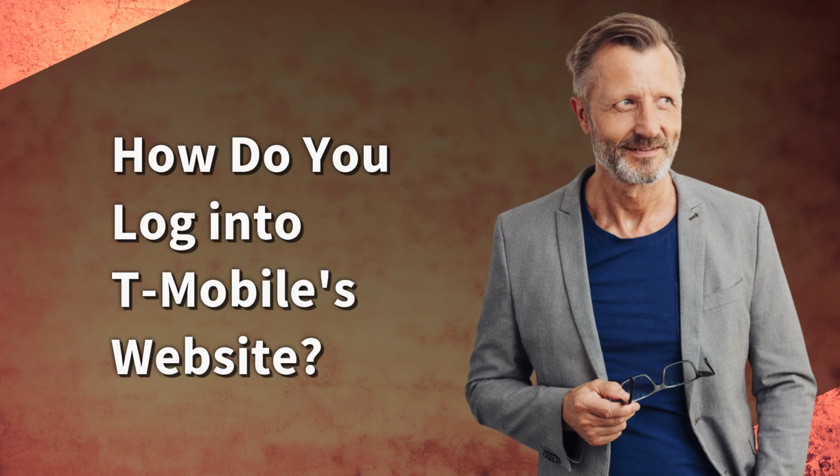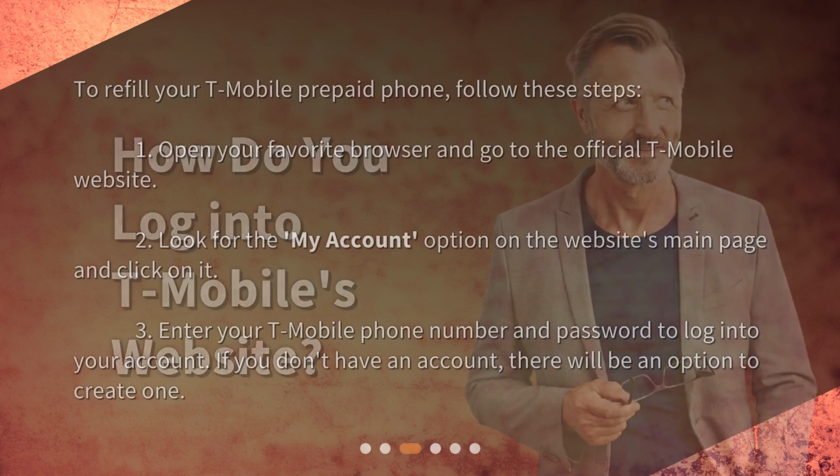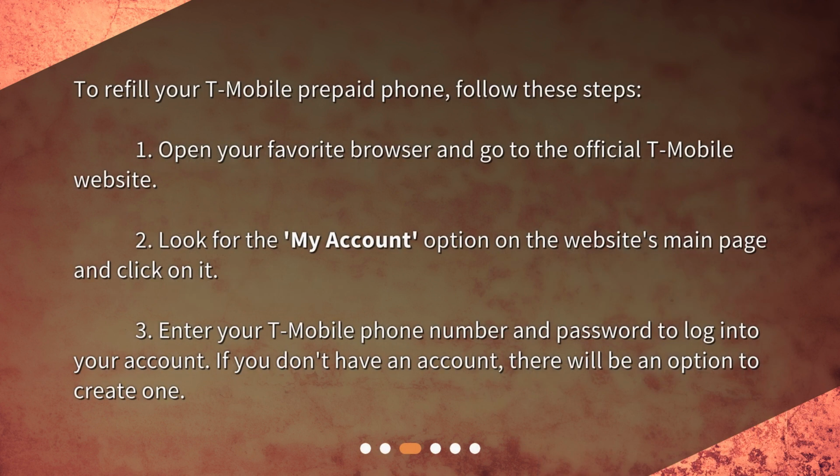How do you log into T-Mobile's website? To refill your T-Mobile prepaid phone, follow these steps. 1. Open your favorite browser and go to the official T-Mobile website. 2. Look for the My Account option on the website's main page and click on it. 3. Enter your T-Mobile phone number and password to log into your account. If you don't have an account, there will be an option to create one.